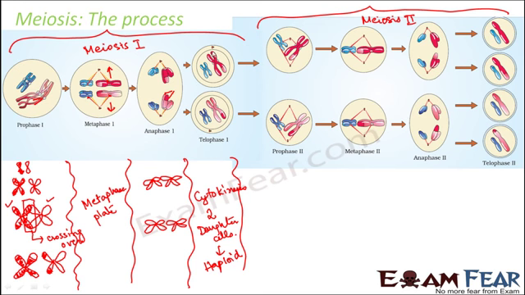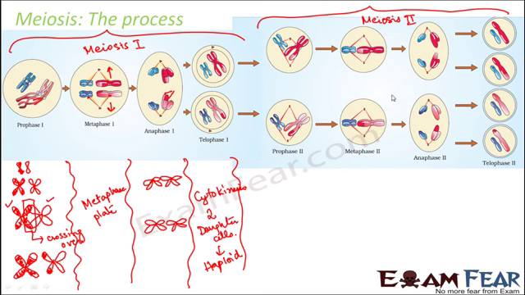Now what happens to each of these cells? Each of these haploid cells will undergo meiosis 2. What happens in meiosis 2? It is very similar to mitosis. Here again, spindle formation will take place in prophase 2. The chromosomes become condensed and spindle formation begins. Once the spindle attaches itself to the centromere of the sister chromatids, the sister chromatids will align themselves at the equatorial plate, forming the metaphase plate in metaphase 2.